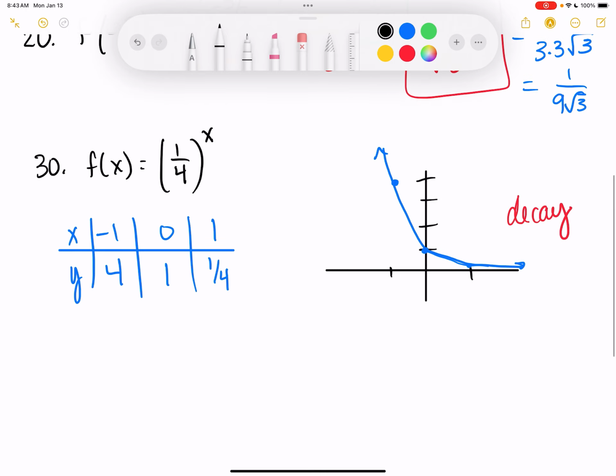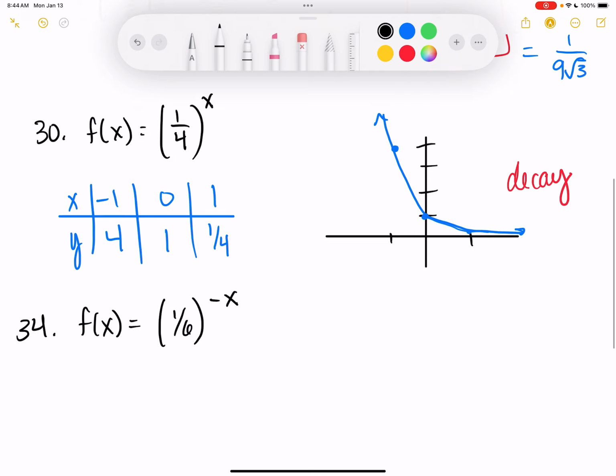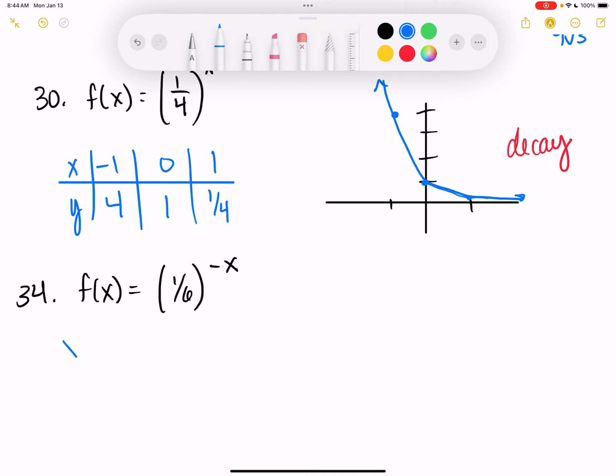Let's see another one of these more basic ones. Number 34: f of x equals 1/6 raised to the negative x. So now when I plug in the numbers in the table, I'm still going to use negative 1, 0, and 1, but I've got to pay attention because this x has a negative on it already. We said anything raised to the 0 power is just 1, so that one's pretty easy.